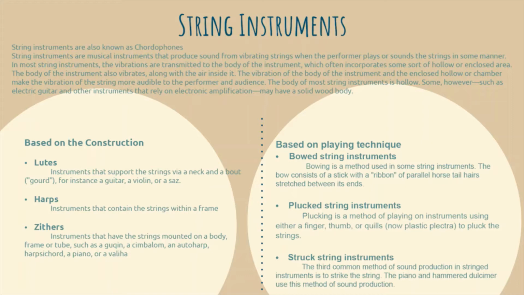String instruments are musical instruments that produce sounds from vibrating strings when the performer plays the strings in some manner. These can be classified on two bases: one construction that includes the lutes, the harps, and the zithers, and the other being the playing techniques such as struck, plucked, or bowed string instruments.